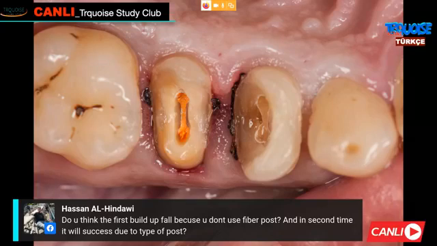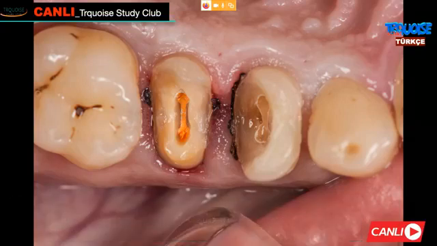No, it's not related to the post. It's related to the isolation. Only the isolation. If I was performing the same procedure again, maybe I would use a post, maybe not. In some cases I do, in some cases I do not. It depends on the occlusal scheme. If I have a flat occlusion, I do not use any post. If I have an occlusion with deep fissures and high cusps, then I use a core.